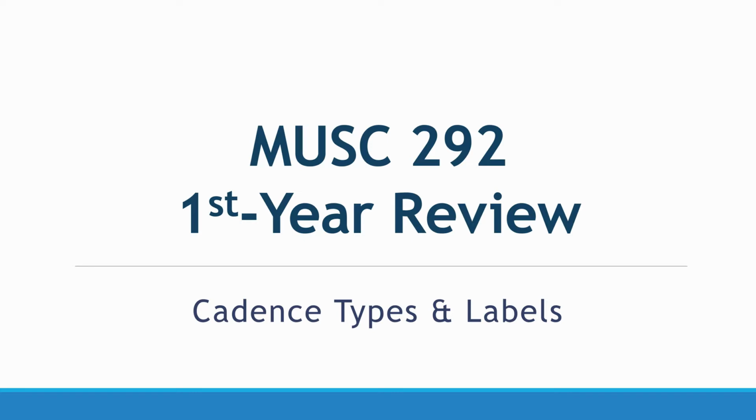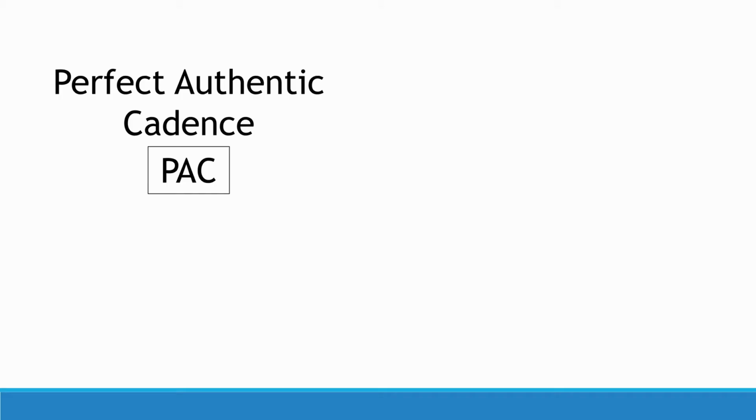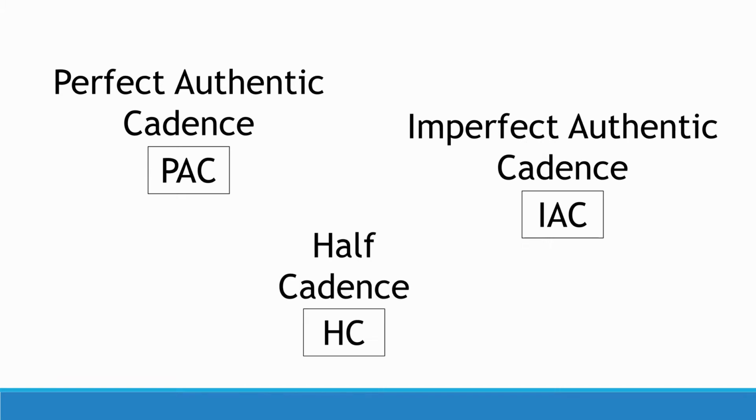Cadence labels. You may remember from last year that you learned 3 basic types of cadences, and those were perfect authentic, imperfect authentic, and half cadence. You talked about a few others as well, but I'm going to get to those later in this video.